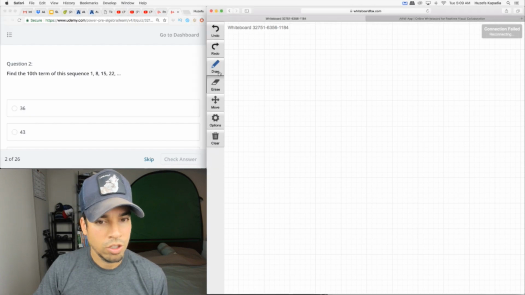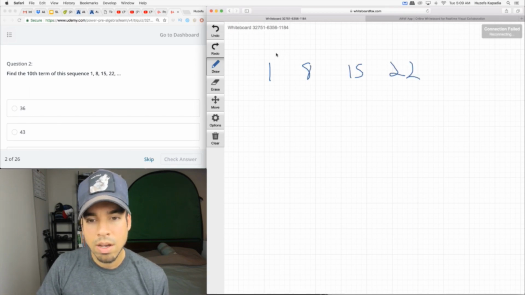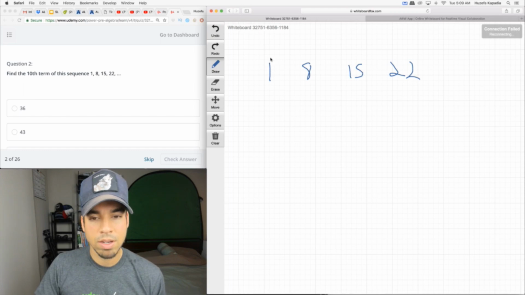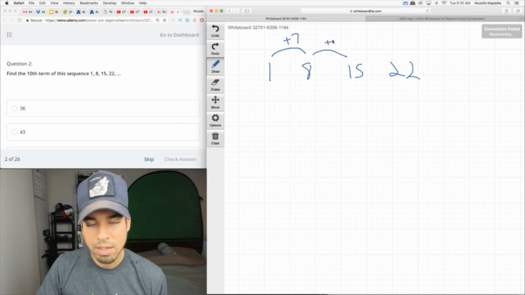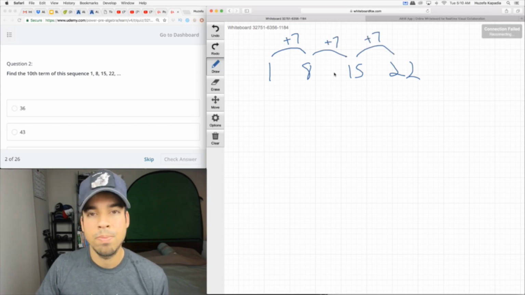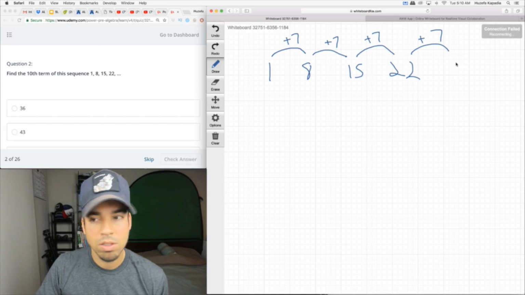All right, next question. Find the 10th term of the missing sequence. So we've got 1, 8, 15, 22. The question is, how is this sequence growing? That's what we have to figure out. It looks like an arithmetic sequence, going up by 7 each time. You have to identify a pattern that gets you to each successive term without changing, and plus 7 works every single time. So the next term in the sequence, I'm sorry, the 10th term in the sequence.